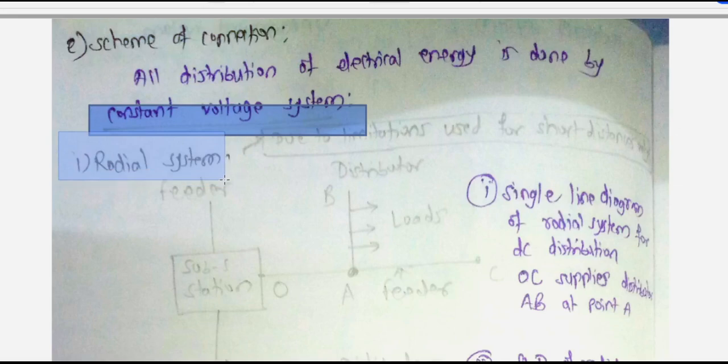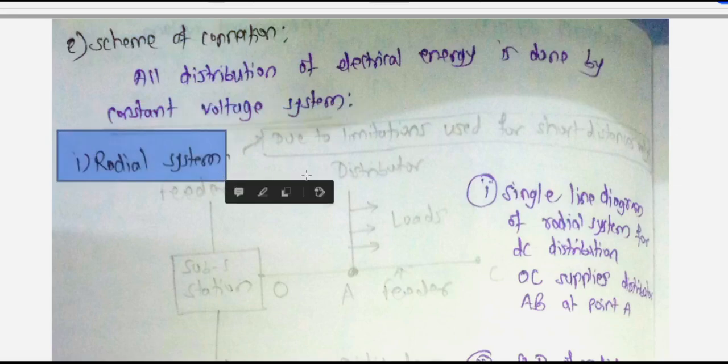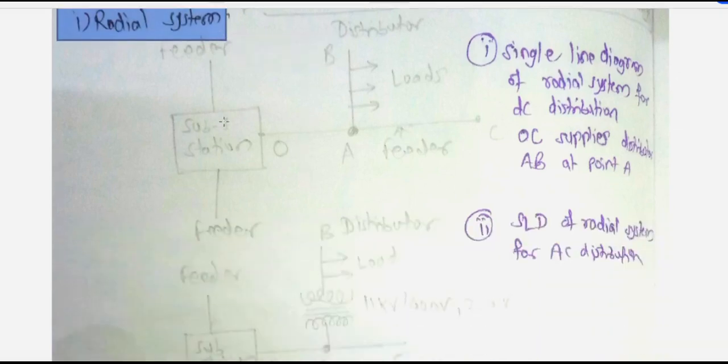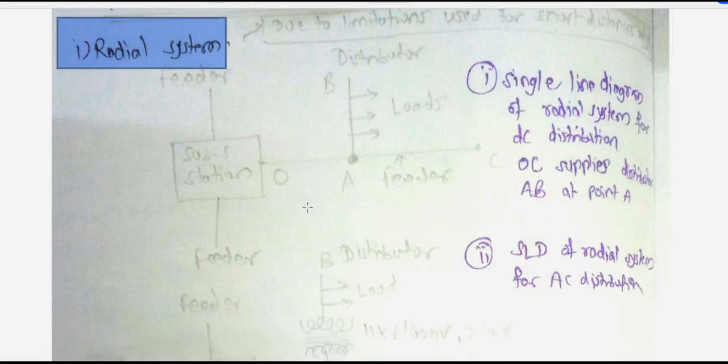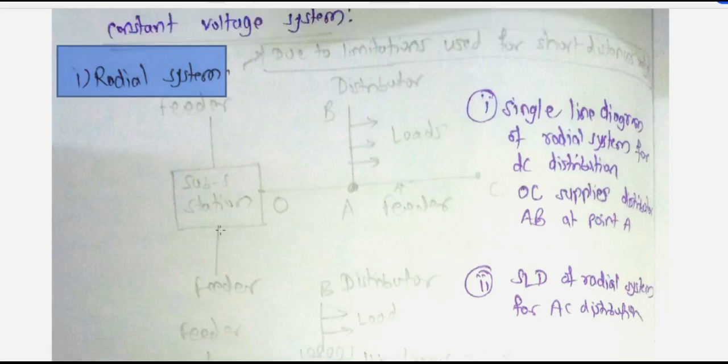So the first subtype is the radial system. Let's say this is a substation. From this substation there is a feeder. On this feeder a distributor is available, and this is our service mains. Yes, this we have discussed already. Let's say this is the diagram called a single line diagram. Single line means on a single line we are representing our system. So that is called a single line diagram.